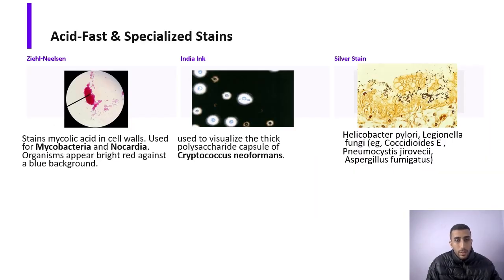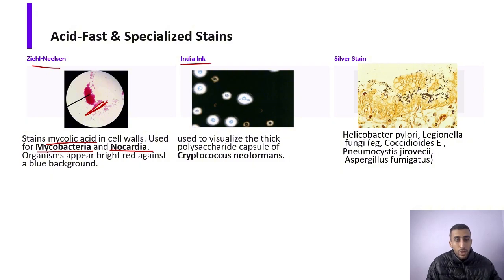Other stains we are going to discuss include the Ziehl-Neelsen stain. Remember that mycolic acid made mycobacteria resistant to the Gram stain, so we solve that with the Ziehl-Neelsen stain. It stains the mycolic acids in the cell wall, and is used for Mycobacteria and Nocardia. Very high yield to memorize this. Mycobacteria are identified by the Ziehl-Neelsen stain, not the Gram stain, and also Nocardia. These organisms appear bright red against a blue background.